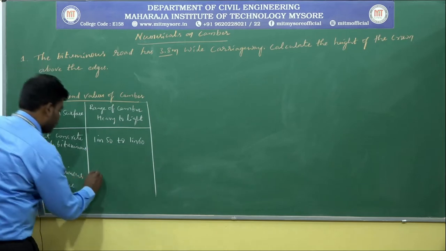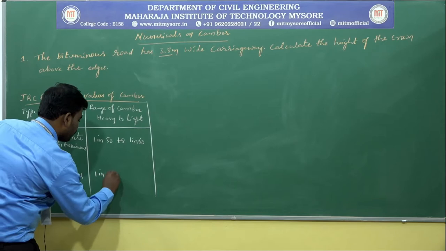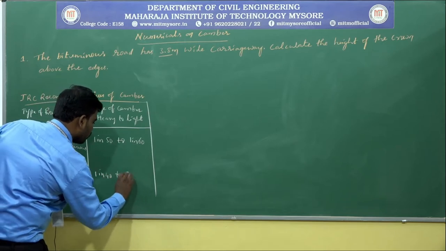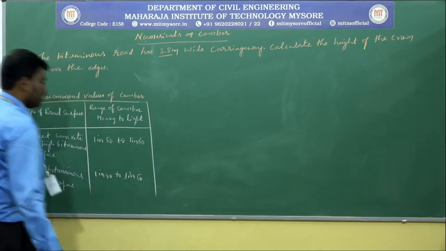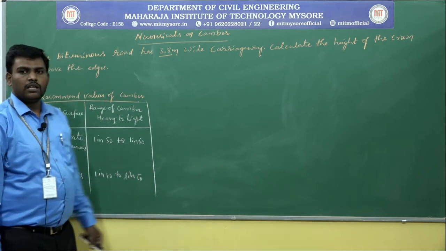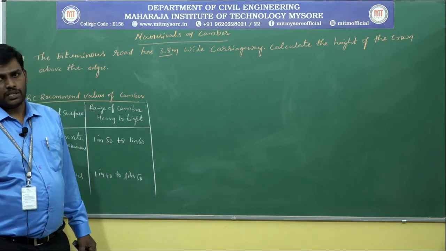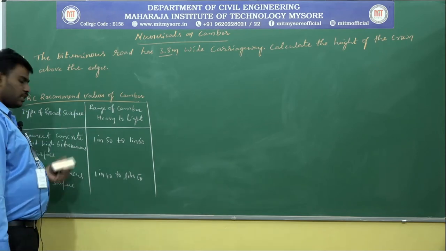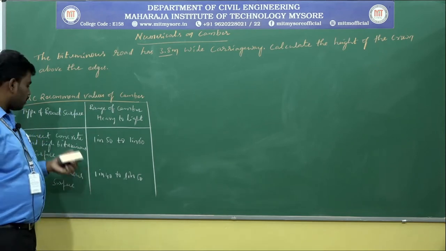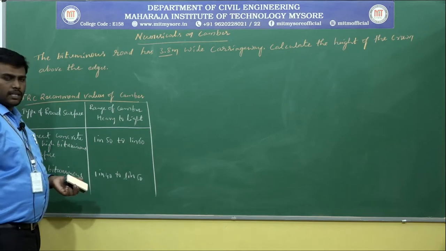And for thin bituminous surface, it is 1 in 40 to 1 in 50. The remaining two other roads are waterbound macadam and gravel roads, and the fourth one is the earthen roads. For solving the problems on camber, we need these two only: one is the cement concrete and high bituminous surface, and the other is the thin bituminous surface.